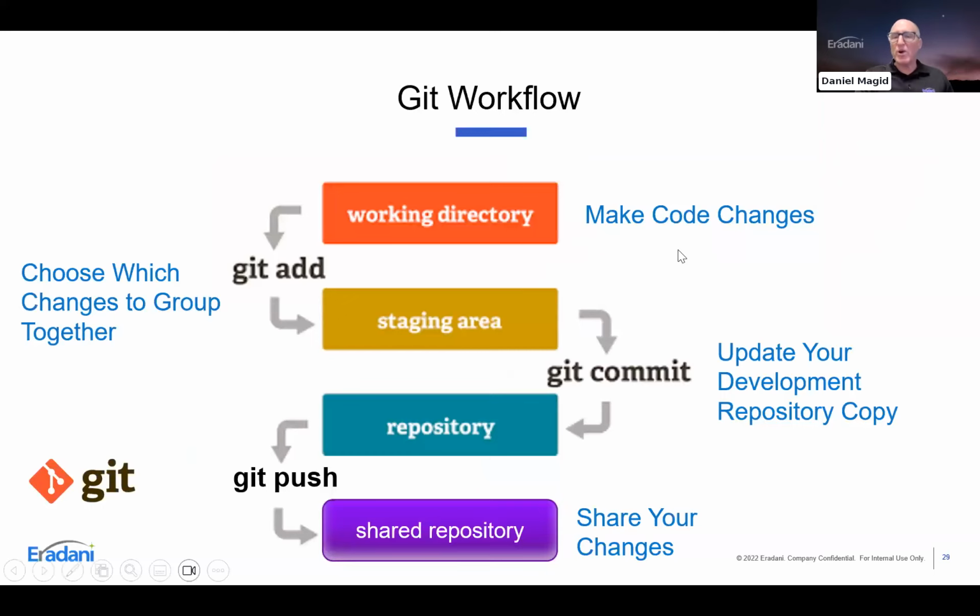So again, here's the process. Make your code changes, do a Git add to get them into the staging area, do a Git commit to update the repository, and then do a Git push to get it to the shared repository. So let's actually take a look at doing that.